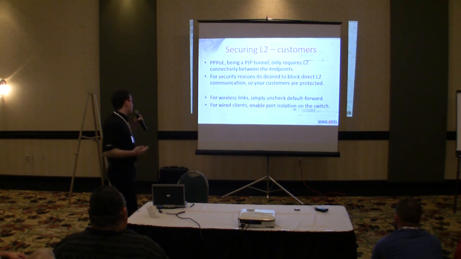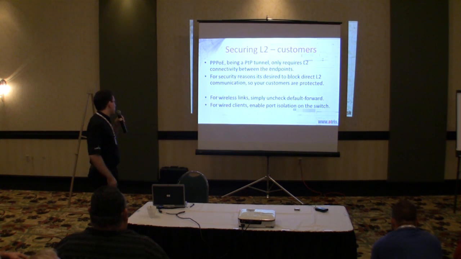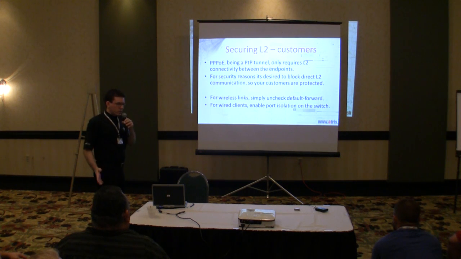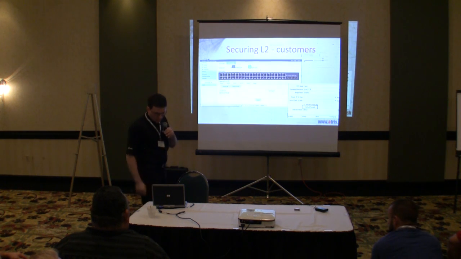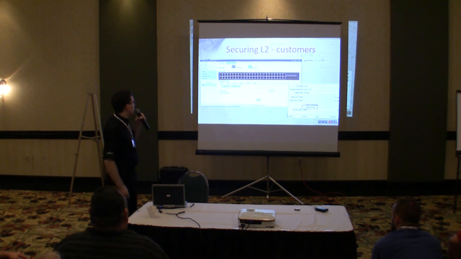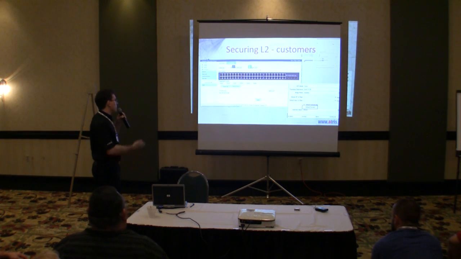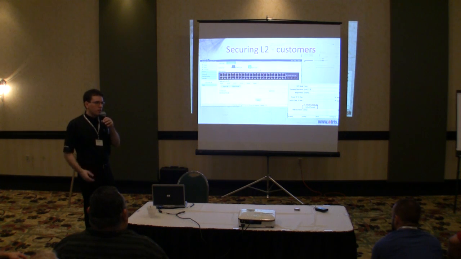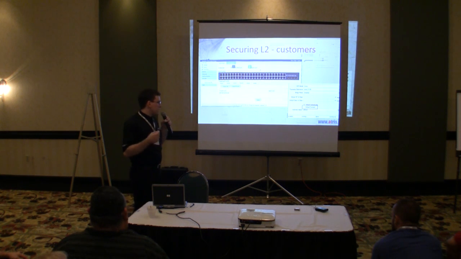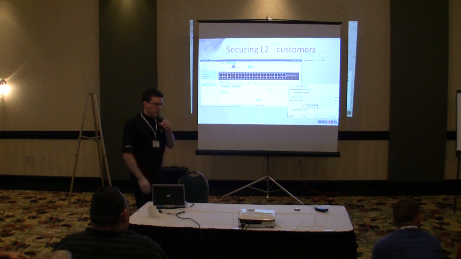For wireless links, this is really simple. You just uncheck the default forward. And for wired clients on your access switches, enable port isolation. So that's how it looks. It's really simple. Just uncheck the default forward box, or if you have switches, simply use port isolation. I guess you can't really see it well on the projector, but basically you isolate all the ports on the switch from talking to each other, and there you go. Again, you are accomplishing a single layer 2 segment for every single customer.